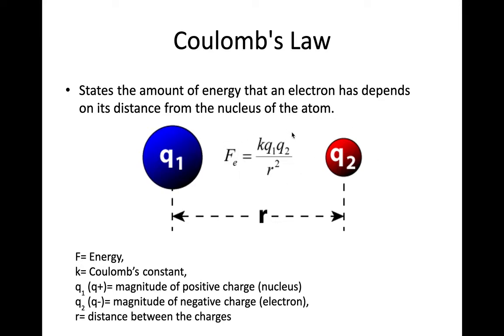And that's governed by Coulomb's law, which has a constant, the charge of both the nucleus and the electron, divided by the distance squared. So as we get farther and farther away, the force that the nucleus is applying to the electron gets weaker by a squared factor. It gets a lot weaker.